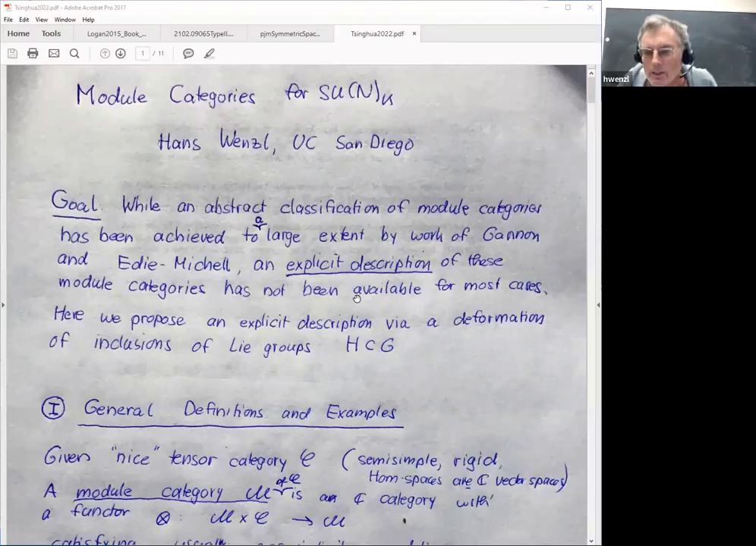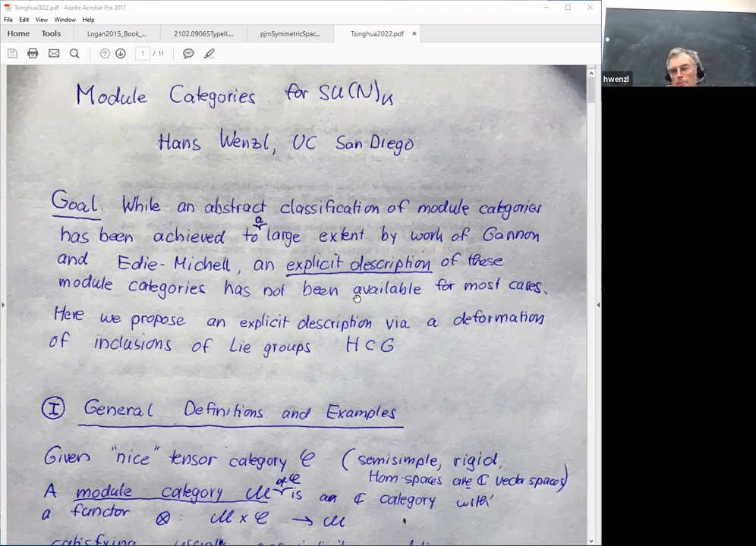Thank you for the invitation to give a talk here. As the title says, we want to classify module categories for SU(N) at level K. I will explain what this is. An abstract classification of module categories has been achieved to a large extent by work of Terry Gannon and Edie-Michell and others already before, but I think those are the ones who achieved the most recent breakthroughs.